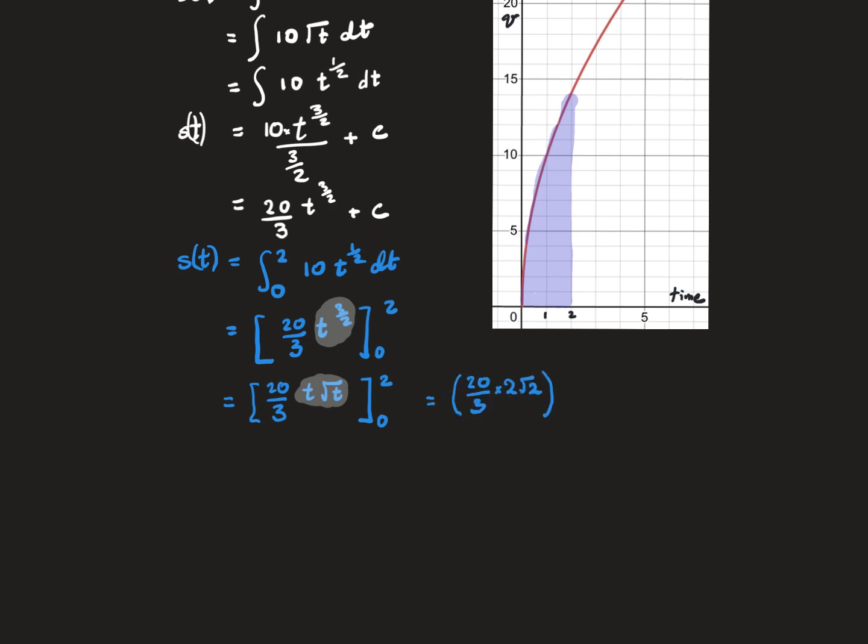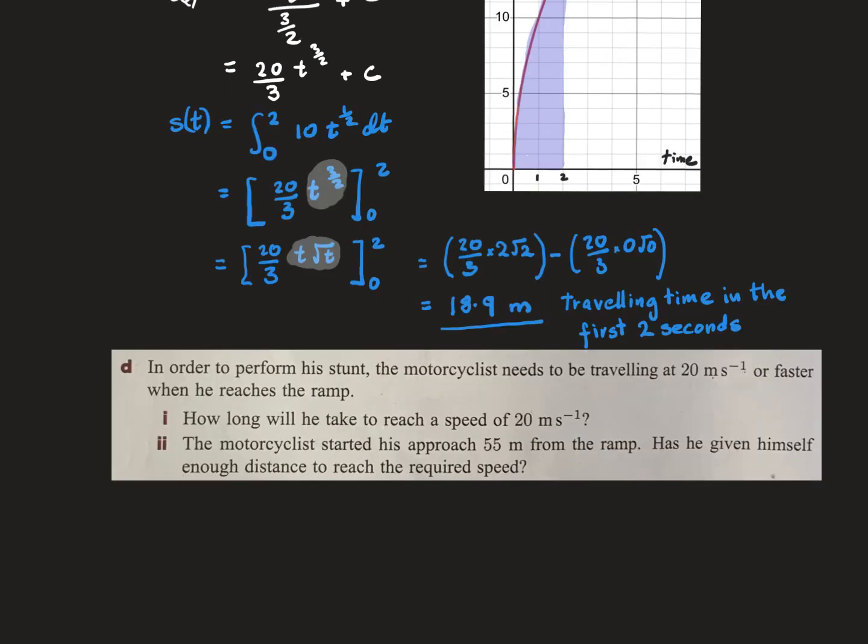Okay, so it's 20 over 3 times 2 root 2, and then I need to take away the same thing, 20 over 3 times 0 root 0. Well, that whole thing is just going to turn out to be 0. And if you just calculate that, it'll be 18.9 meters. And so the motorcyclist travels 18.9 meters in 2 seconds.